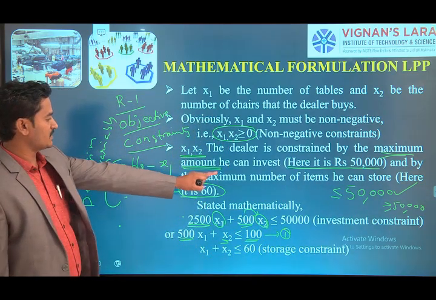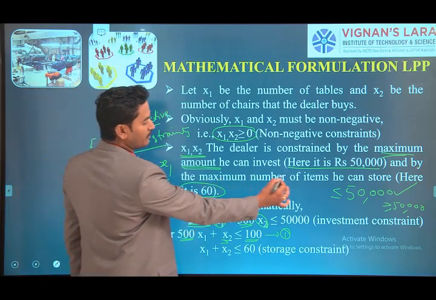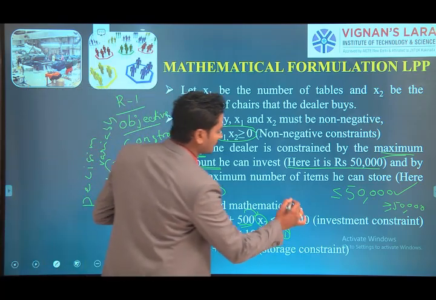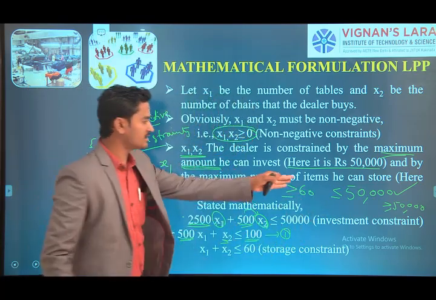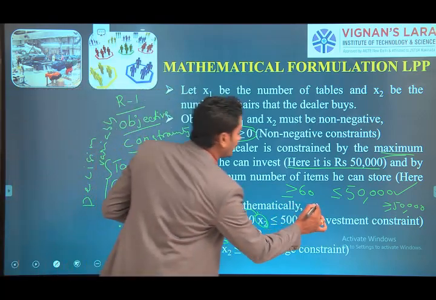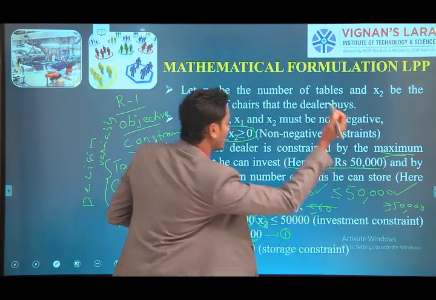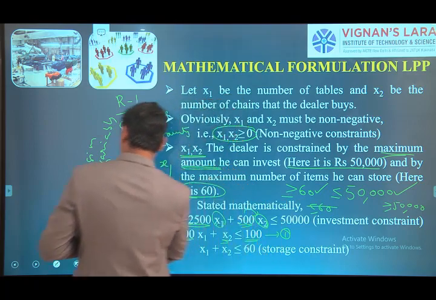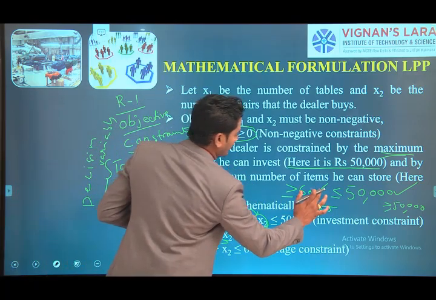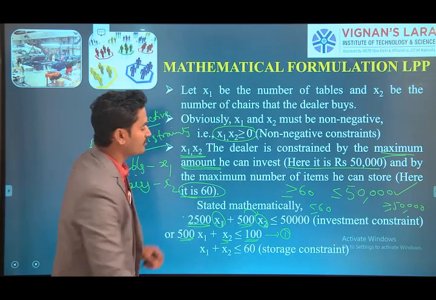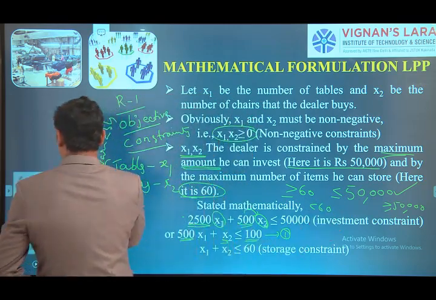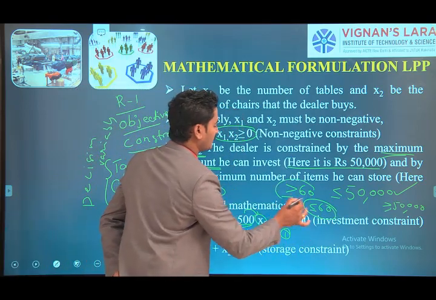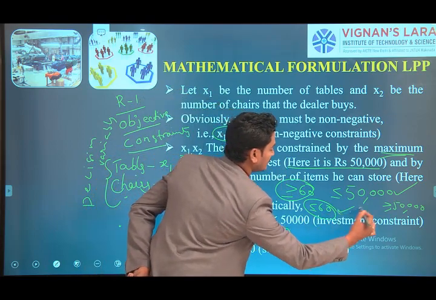Next, coming to the storage space, another constraint is there. Here also, the maximum number of items he can store is 60. If they mention it is at least 60, we take a greater than or equal to constraint. But here they have given maximum number, which means less than or equal to 60. If they give at least, we take the constraint greater than or equal to. In our case we choose the less than or equal to constraint.